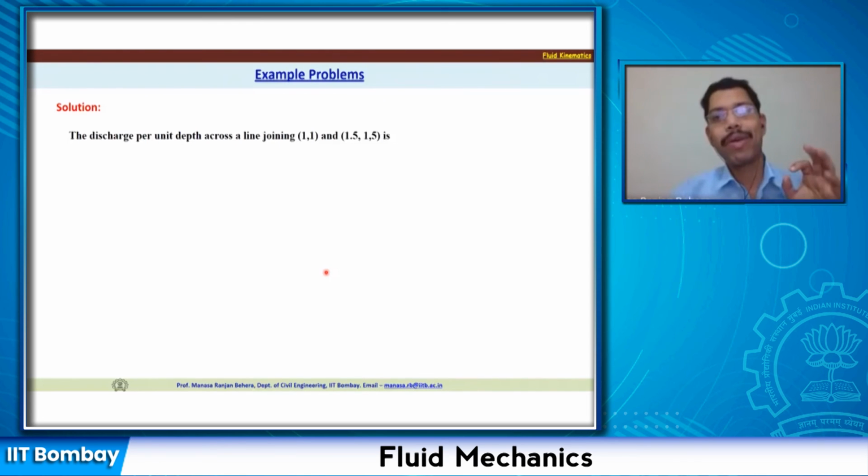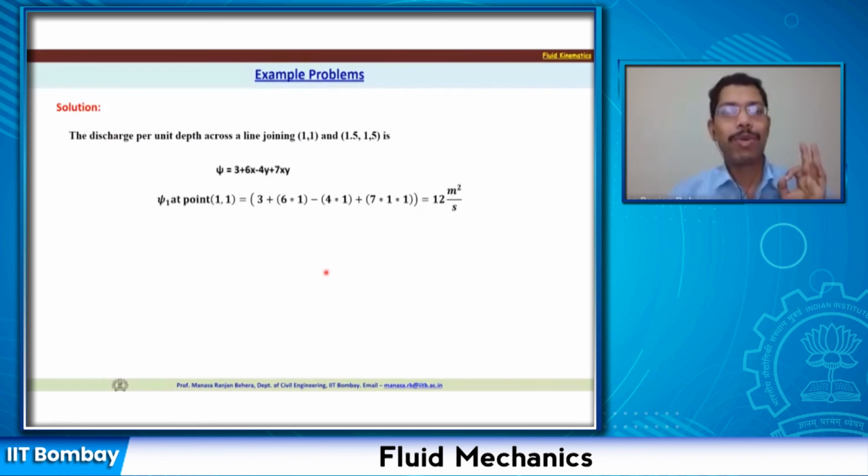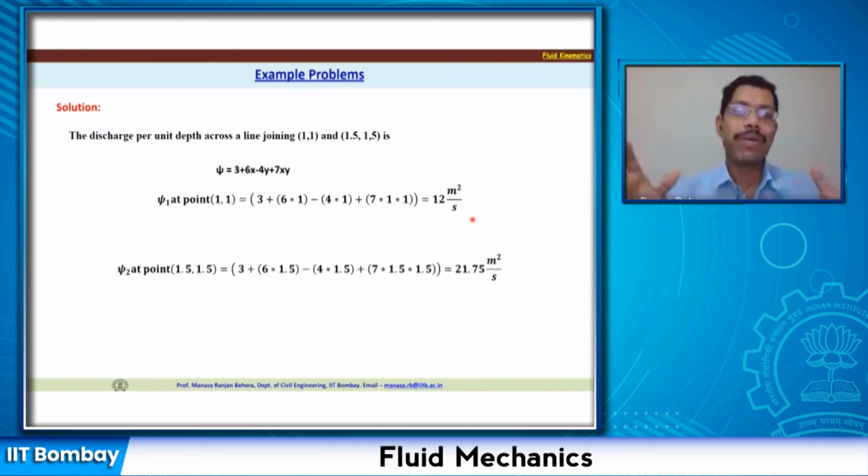So first, if I want to evaluate psi 1, that is the line passing through point 1, 1. So this is my equation. If I substitute the values of x and y at the respective places, I will be able to get psi 1 at (1,1). Okay, and that gives me the value 12, which is 12 meters square per second. Let us say the dimensions are in meters and time in seconds. So similarly, if I find psi 2, that is going to give me 21.75 meters square per second.